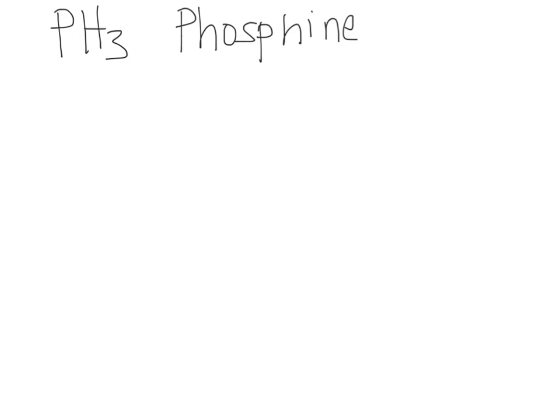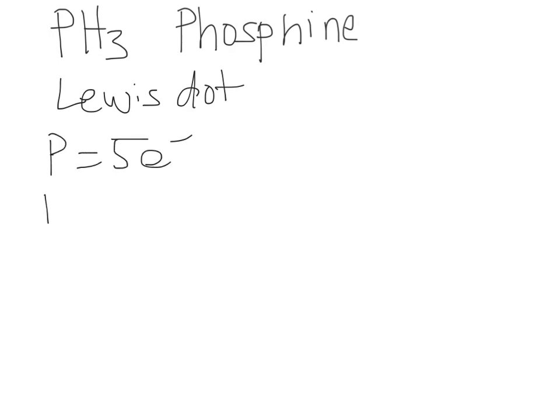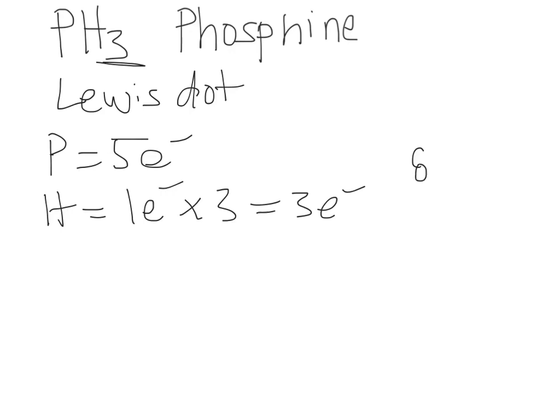So today we're going to look at phosphine, PH3. We are going to start off with the Lewis dot structure. We do know that phosphorus has 5 electrons and hydrogen has 1 electron. But since we do have 3 hydrogens, we are going to multiply that by 3 to have 3 electrons. So the whole total comes out to 8 electrons total.